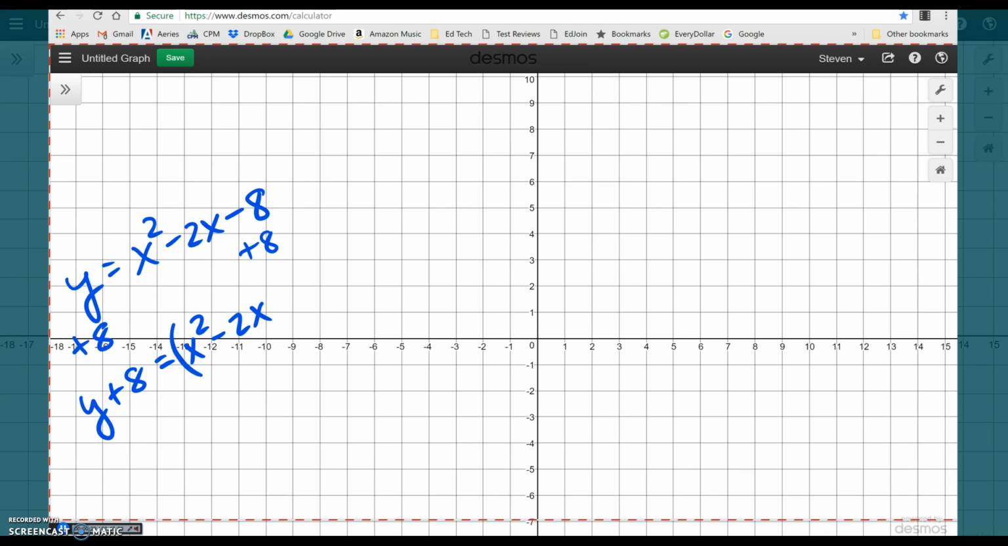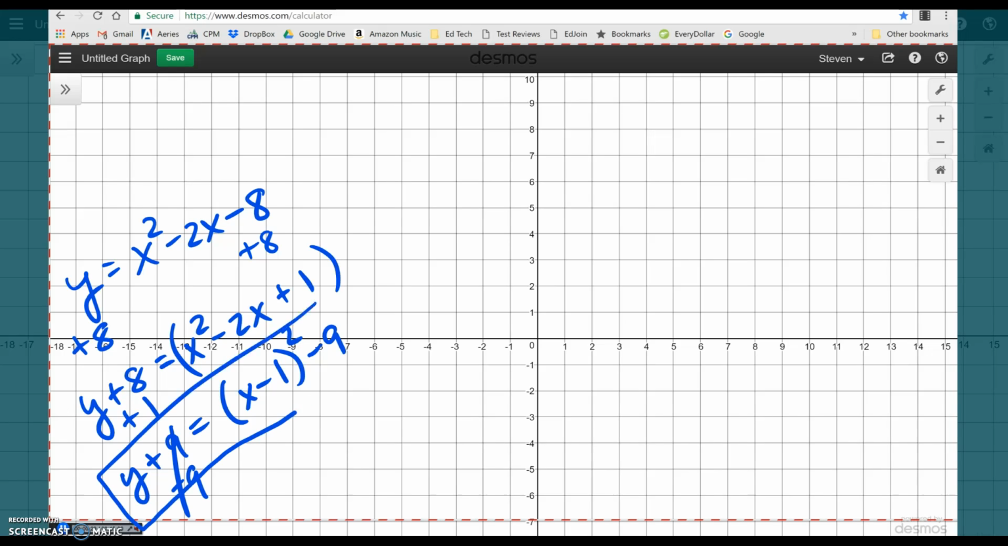Now let's complete the square. Half the b term squared is 1, so I'm going to add 1 to both sides. So y plus 9 equals, this factored is x minus 1 squared, and then I'm just going to subtract that 9 back. So now I have this in graphing form. You can see the locator point is at (1, -9).